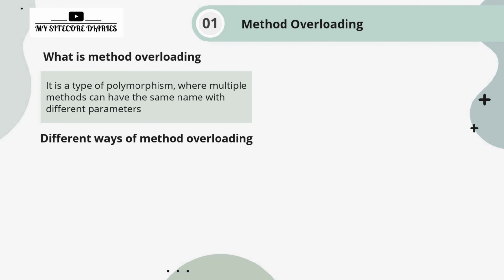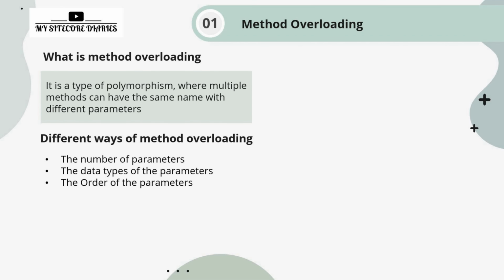So what are the different ways of method overloading? First is the number of parameters. You can vary the number of parameters with methods having the same name. Then the data type of the parameters. You can have different data types for the passed parameters. And the third one is the order of the parameters. You can switch the order of the parameters.